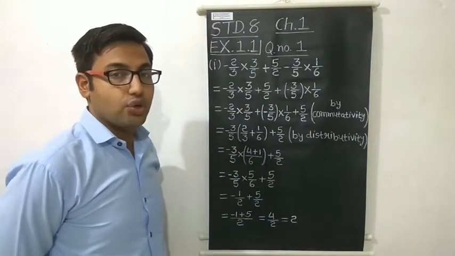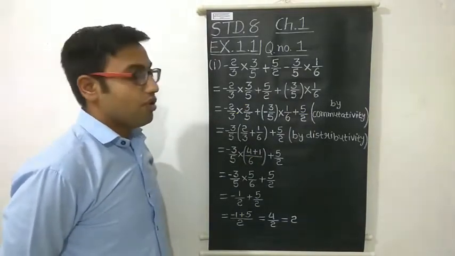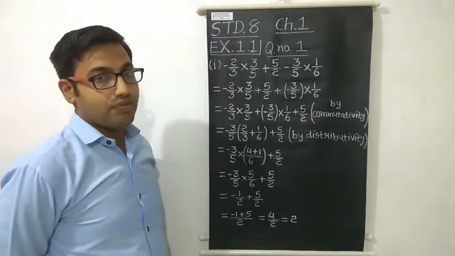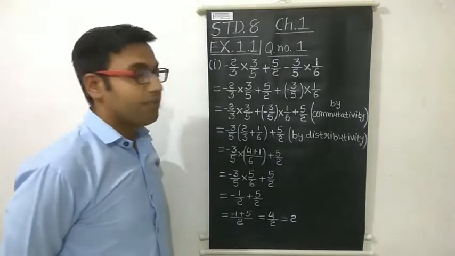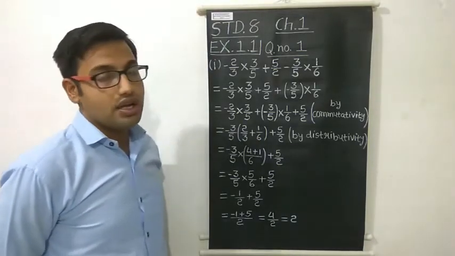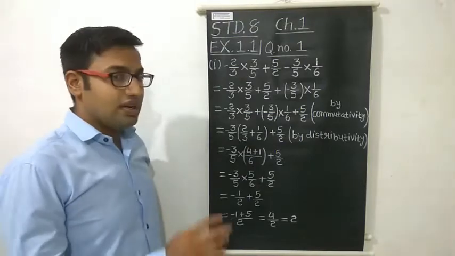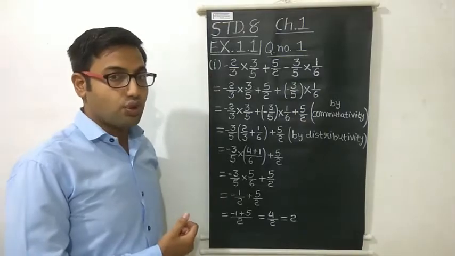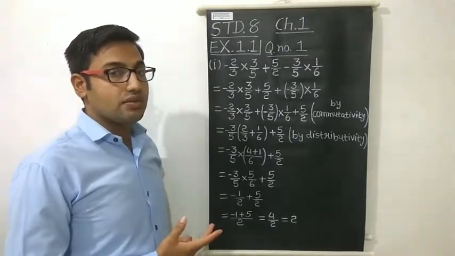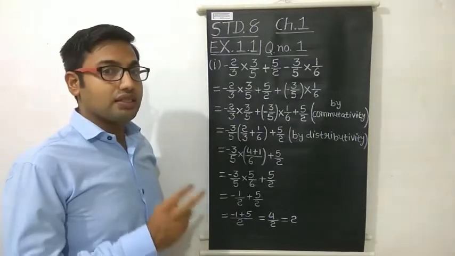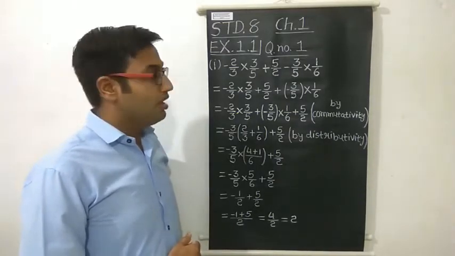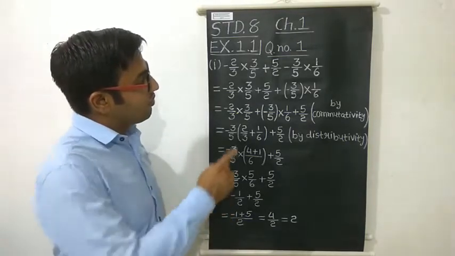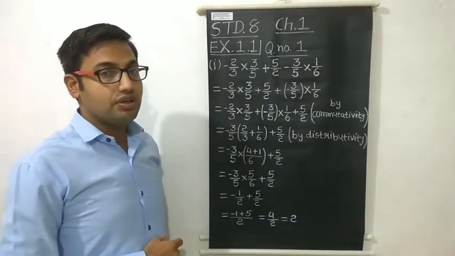Hello students, today we will study some examples of using the properties of rational numbers. This is the topic of standard 8, chapter number 1, rational numbers. In previous classes we have studied different properties: the first is the closure property, the second is the commutativity property, and the third is the associativity property. Based on this, now we will study question number 1 of exercise 1.1.